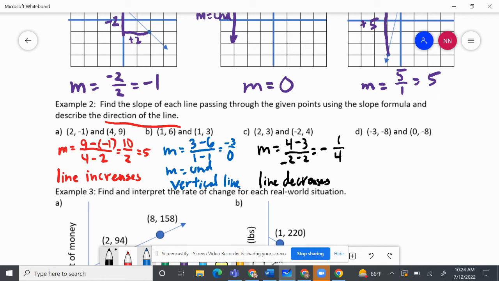Pause the video and try letter D and see how you do. So our slope is -8 minus -8, and that would be 0 minus -3. And that would be 0 over 3, which is 0. And that means that it's a horizontal line.